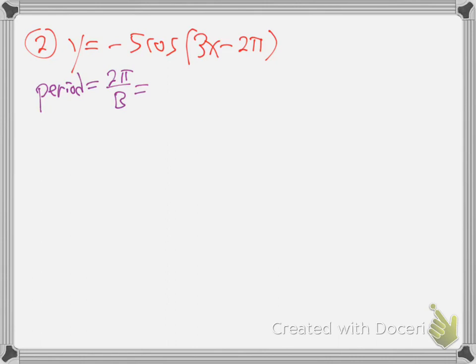Yeah, good question. The A is the 5, as you know. The B is the 3, and the C is the minus 2 pi. The B is the number multiplied next to x, and the C is the number added or subtracted after the x.